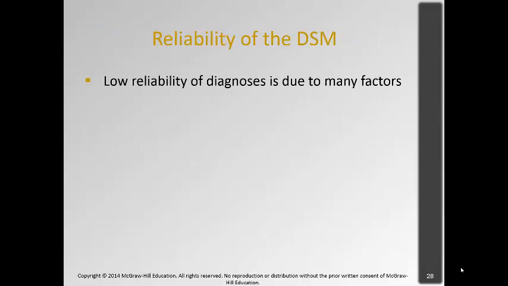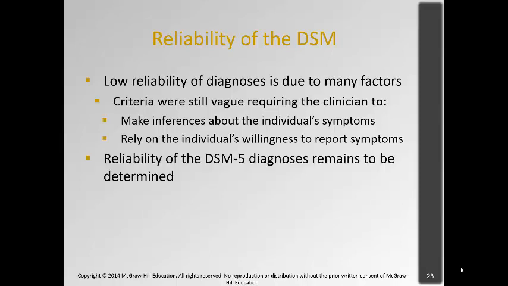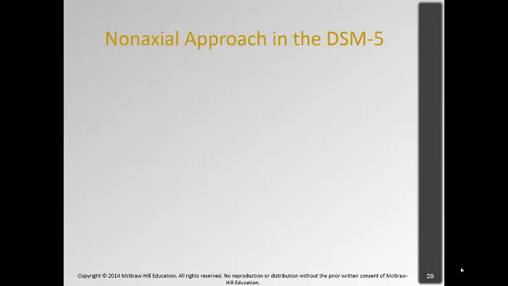So what is the reliability of the DSM? Unfortunately, the reliability of diagnosis is relatively low due to a variety of factors, including the fact that the criteria are still vague and require clinicians to make inferences about people's individual symptoms, and rely on individuals' willingness to report symptoms. So as the DSM-5 is very new, we don't really have any data on its reliability, but one of the reasons they made the revision was in order to increase the reliability of the psychological diagnosis.